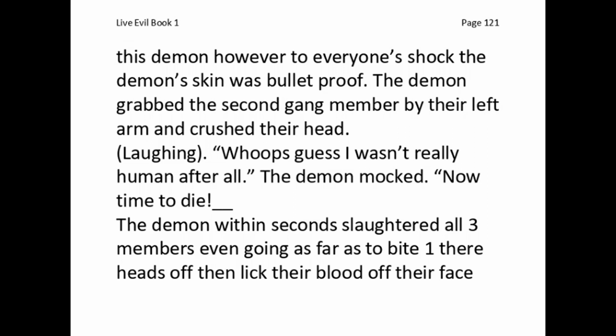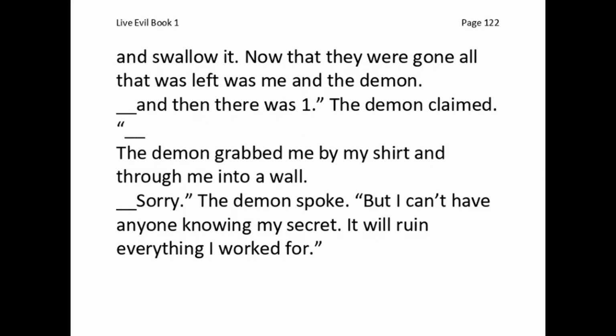"Now time to die." The demon within seconds slaughtered all 3 members, even going as far as to bite their heads off, then lick their blood off their face and swallow it. Now that they were gone, all that was left was me and the demon. "And then there was one," the demon claimed. The demon grabbed me by my shirt and threw me into a wall. "Sorry," the demon spoke. "But I can't have anyone knowing my secret. It will ruin everything I worked for."